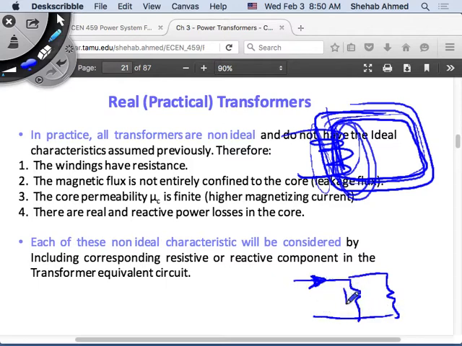Current will be distributed based on the Kirchhoff current divider rule, right? Some will flow here, some will flow here. The majority will still flow where? In the lower impedance, right? The lower impedance will definitely be the core, right? The reluctance of the core is a lot lower than the reluctance of air. So the lower impedance will definitely be the core, but there will still be some flowing in the air. So we want to consider that.